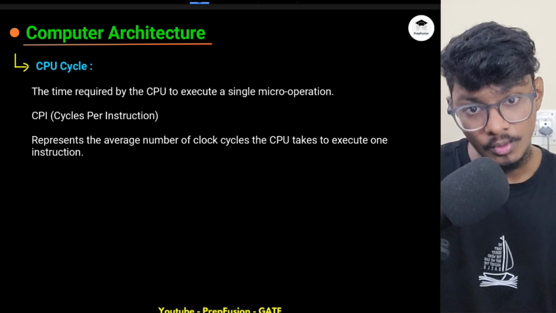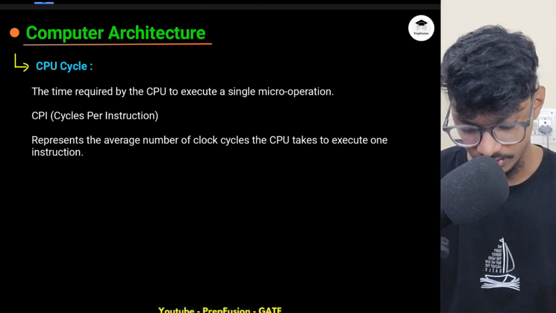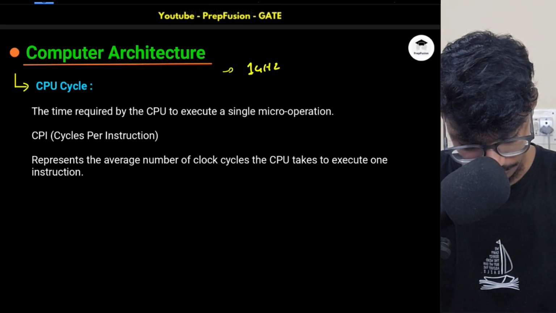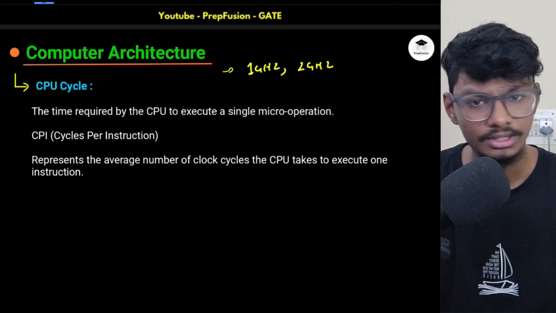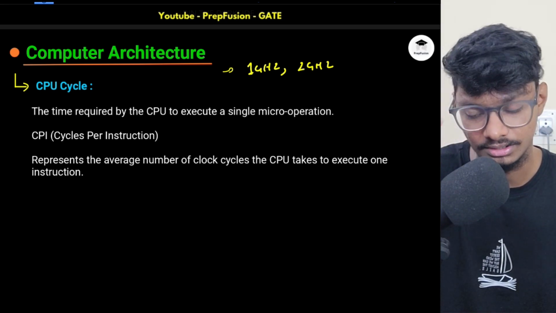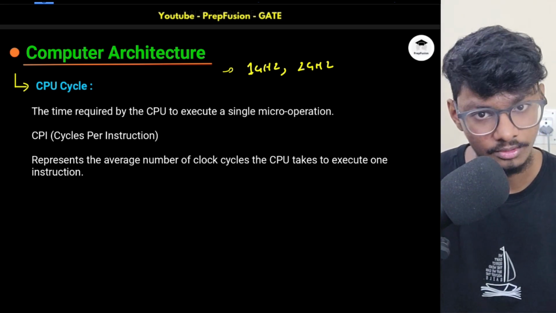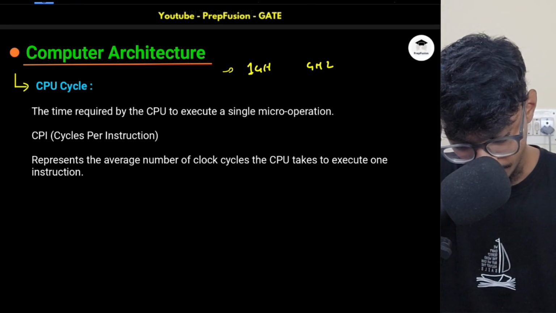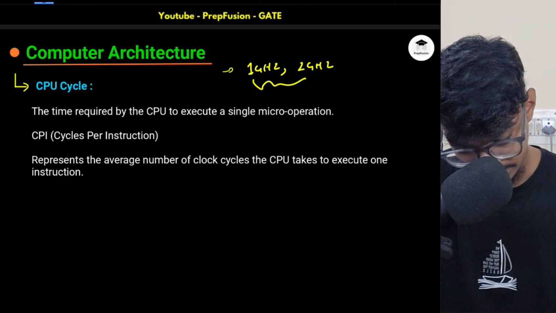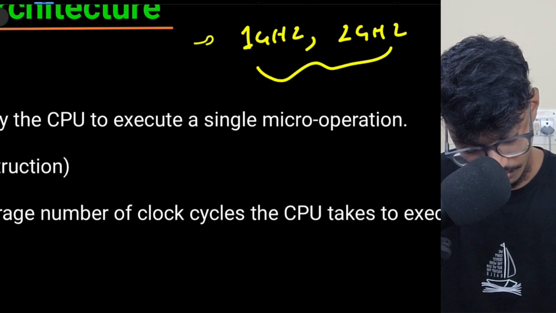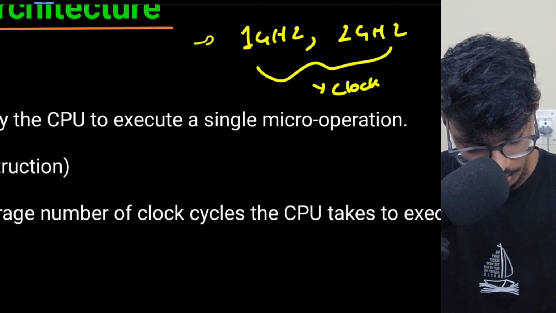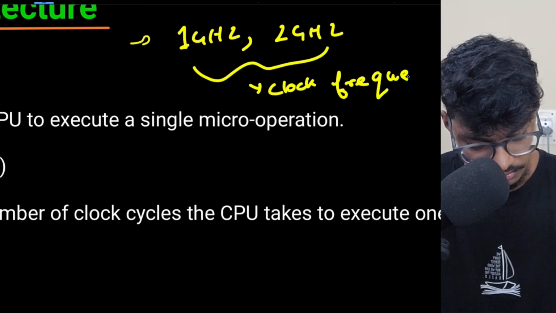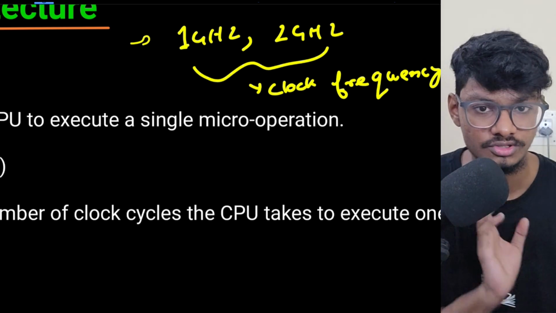Now the CPU has a clock. You have heard that an Intel CPU has a 1 gigahertz clock or a 2 gigahertz clock, whenever you have gone to the market to buy processors. What is this? This is a unit of frequency, and this is the clock frequency of that particular CPU.